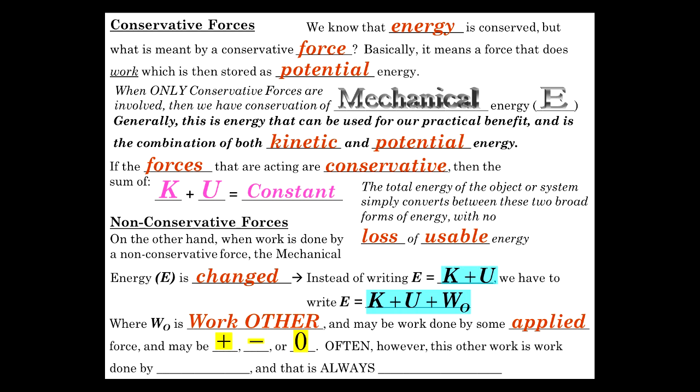So I'm making a point now in the end to say that this work other is often done by friction. And that's a force that would typically slow something down and convert the kinetic energy into something other than potential. It would be negative work, usually converted to heat, converting energy to heat.